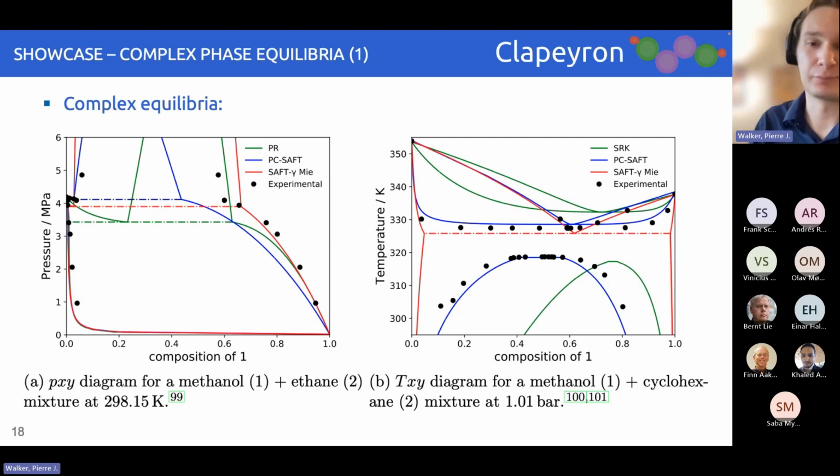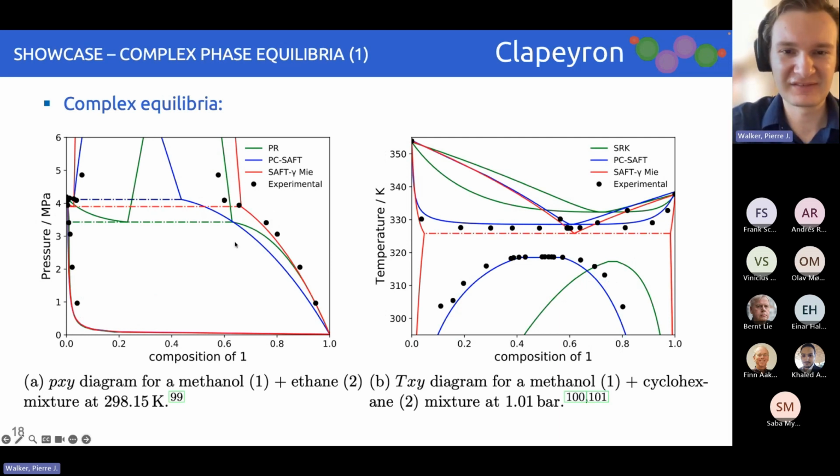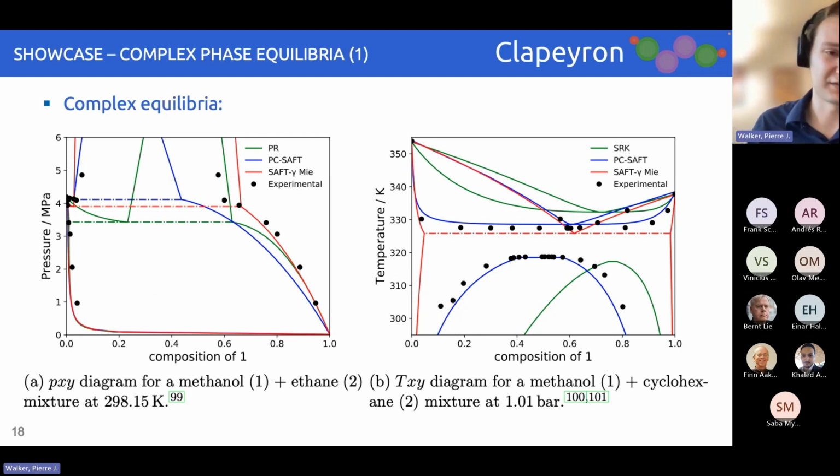Clapeyron is also able to handle more complex phase equilibria. Shown here, we have two mixtures with the existence of three-phase equilibria. Typically, these phase diagrams would be quite complex to generate, as they involve both vapor-liquid and liquid-liquid phase equilibria. Thankfully, Clapeyron has support for both types of phase equilibrium.